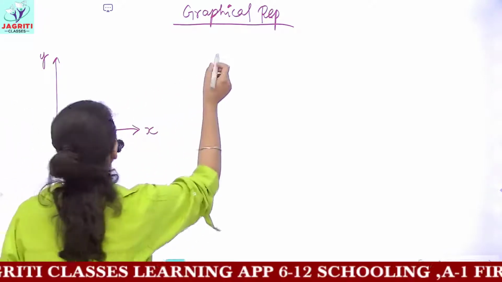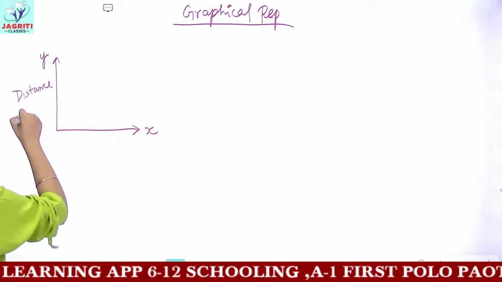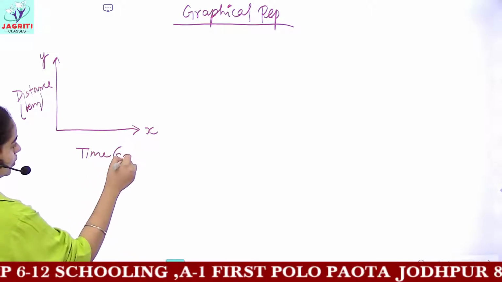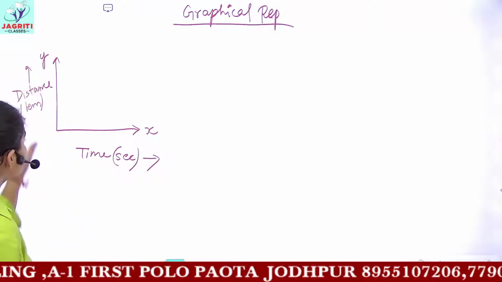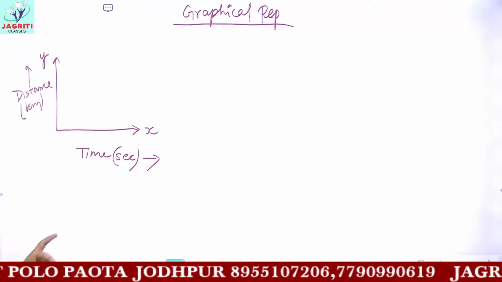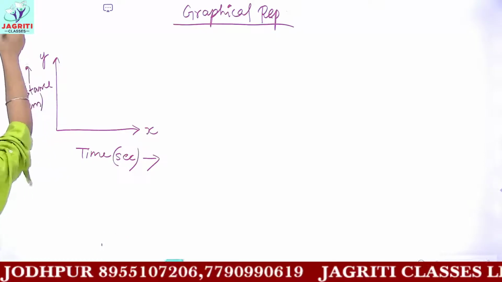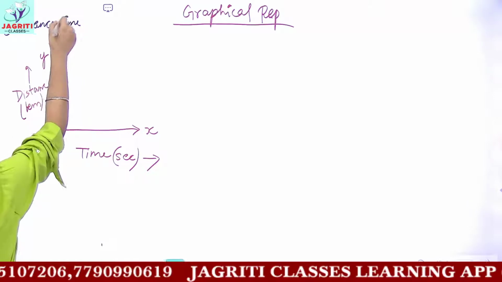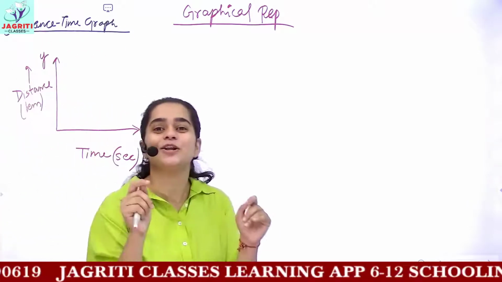Now you have to study two graphs. The first one would be the distance time graph. So distance here we are taking in kilometers, and time we are taking on the x-axis in the SI unit, second. So when you plot a curve or a graph between distance and time, it is called a distance time graph. So for graphical representation, the first kind of graph which we are doing is your distance time graph. This is the first graph, and then we have to study one more, that is the velocity time graph.